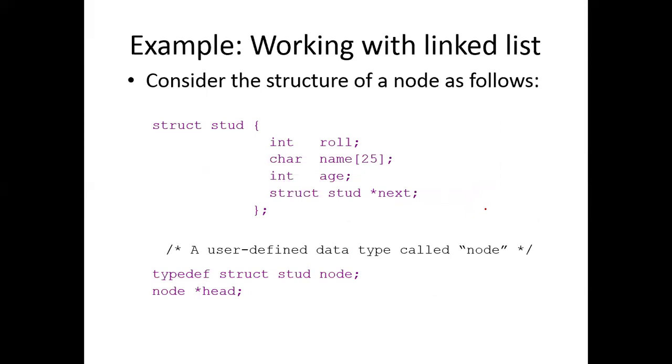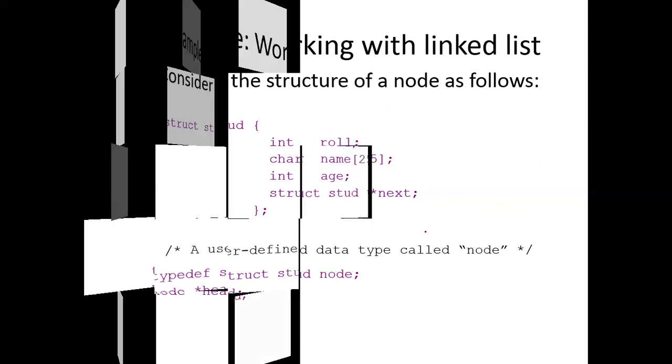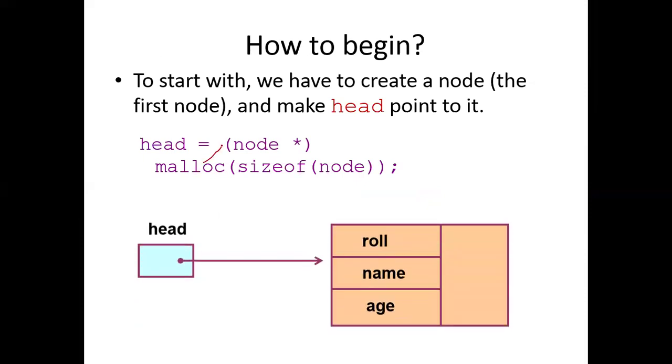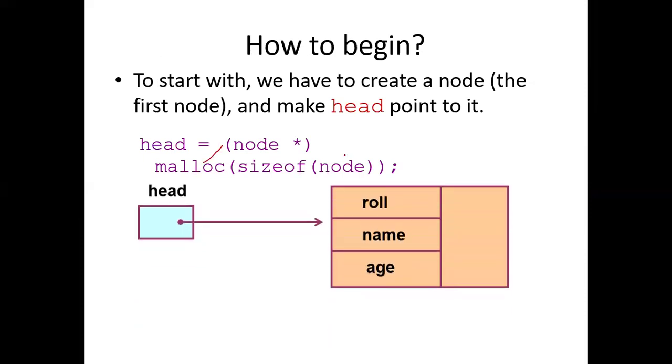Now we are going to see the structure of a node for a student. We'll have a roll number, name, and age. So each node in the list will have roll number, name, and age, and the next pointer will hold the address of the next node. Now we are going to create it. For creating a node, we will be using the malloc function.